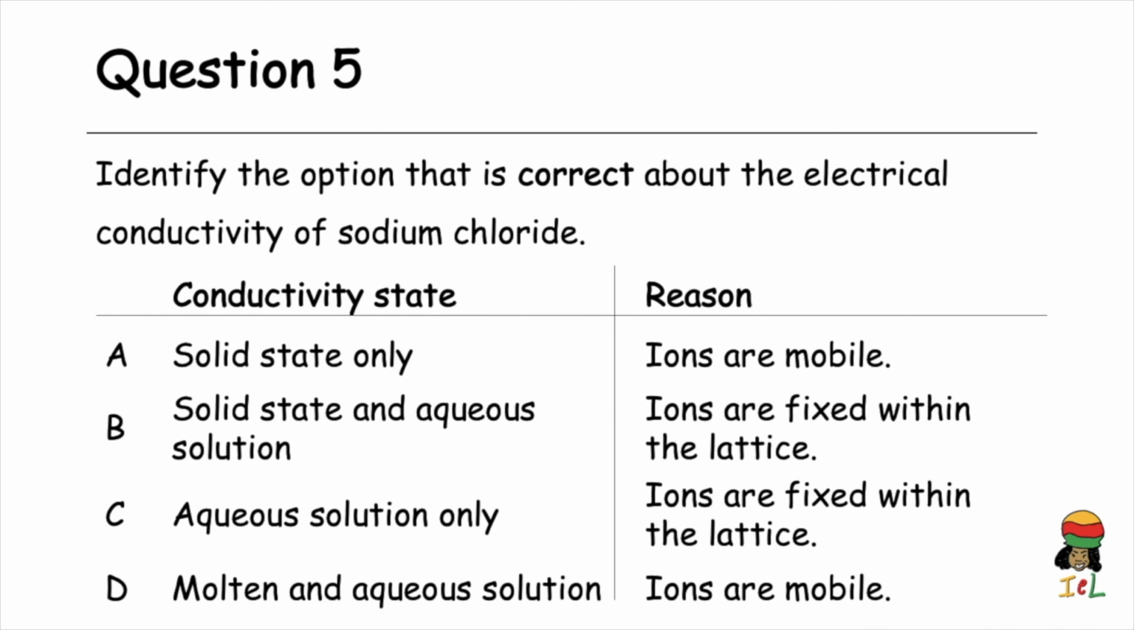The answer is D, that is sodium chloride conducts electricity when molten or in aqueous solution, and this is the case because the ions are mobile, carrying around the electric charge.